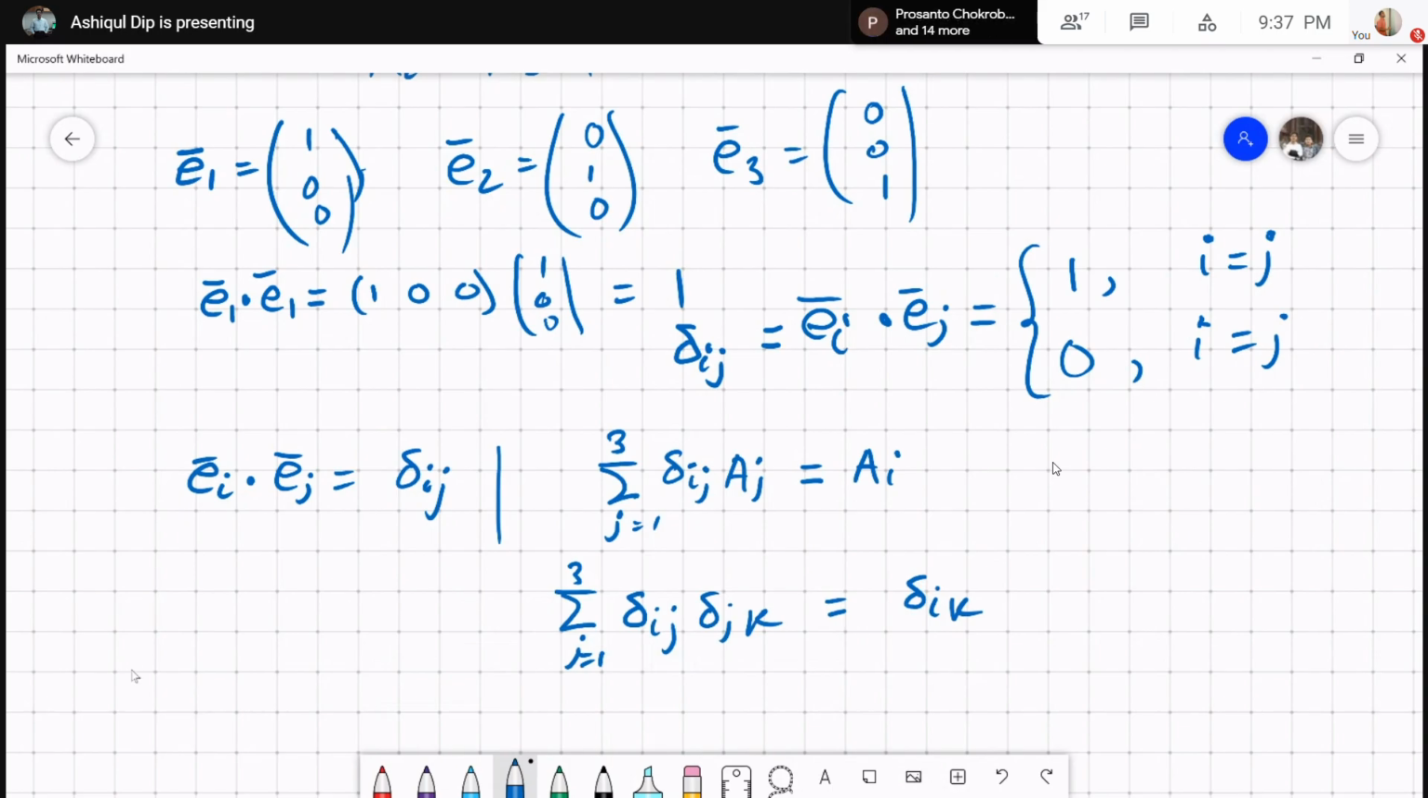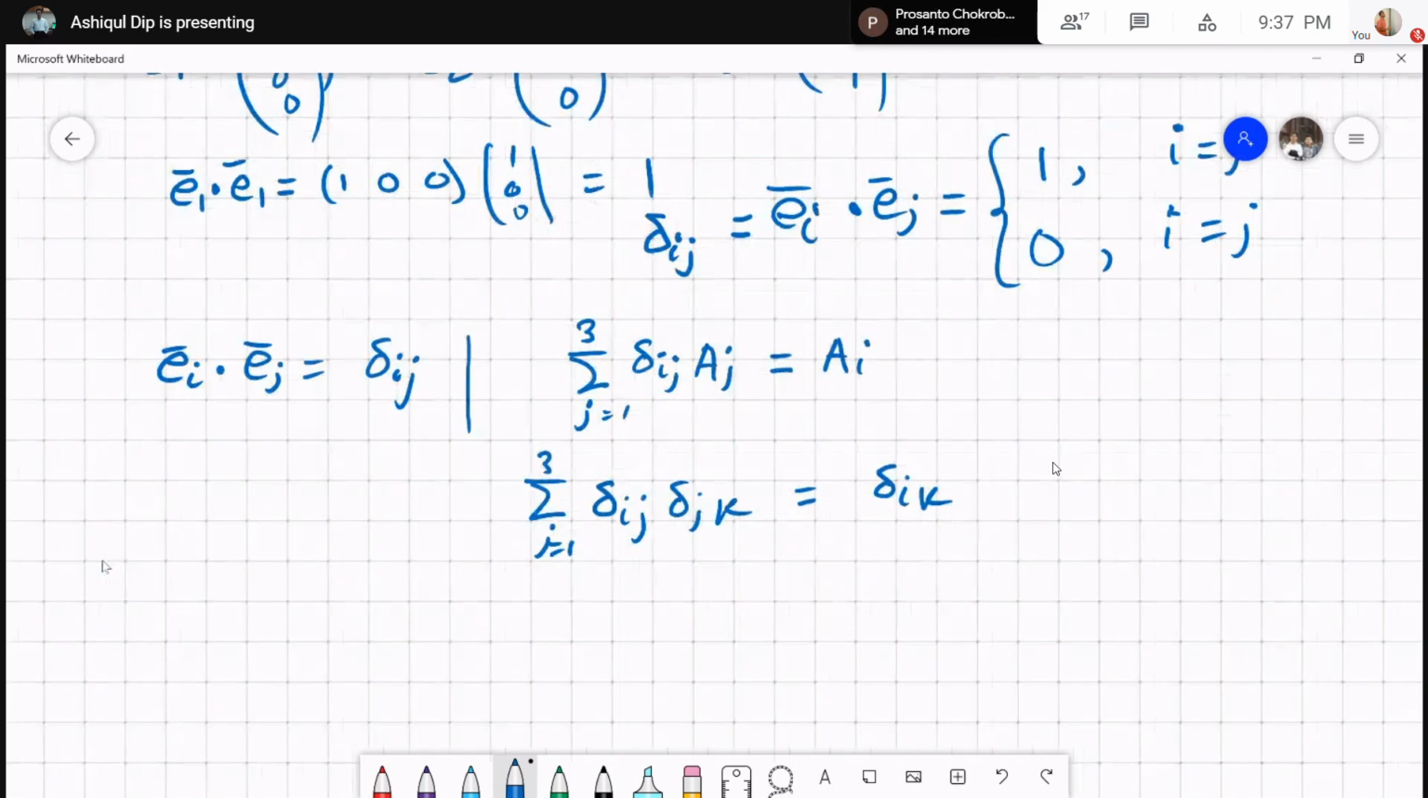And the final thing we are going to know is what happens when you have Kronecker delta ii summed over i equals 1 up to 3. What is that? Just 3. How?